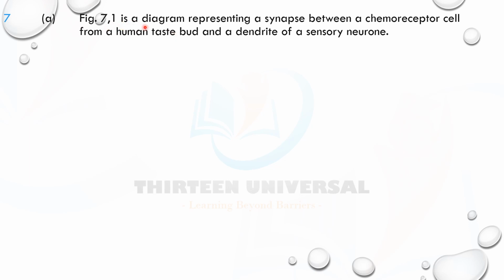So Fig 7.1 is a diagram representing a synapse between a chemoreceptor and a dendrite of a sensory neuron. This chemoreceptor is a receptor in the tongue. It helps to detect all those tastes, like sweet yogurt, cheese, ice cream, pizza, and chocolate. It detects the stimulus, generates an impulse, and transmits it to the sensory neuron. That's the dendrite of the sensory neuron.